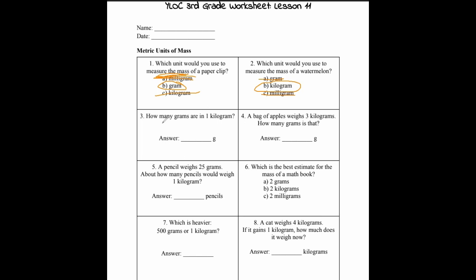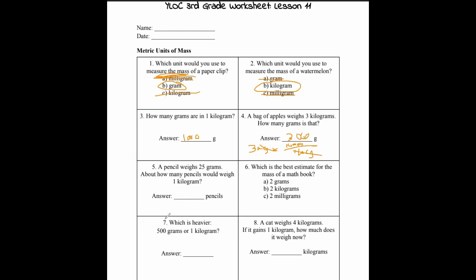How many grams are in 1 kilogram? There are 1,000 grams in 1 kilogram, and that's what you use for conversions. So if a bag of apples weighs 3 kilograms, you multiply this by 1,000 grams over 1 kilogram. The kilograms cancel out, and you're left with 3 times 1,000 grams, which is 3,000 grams.